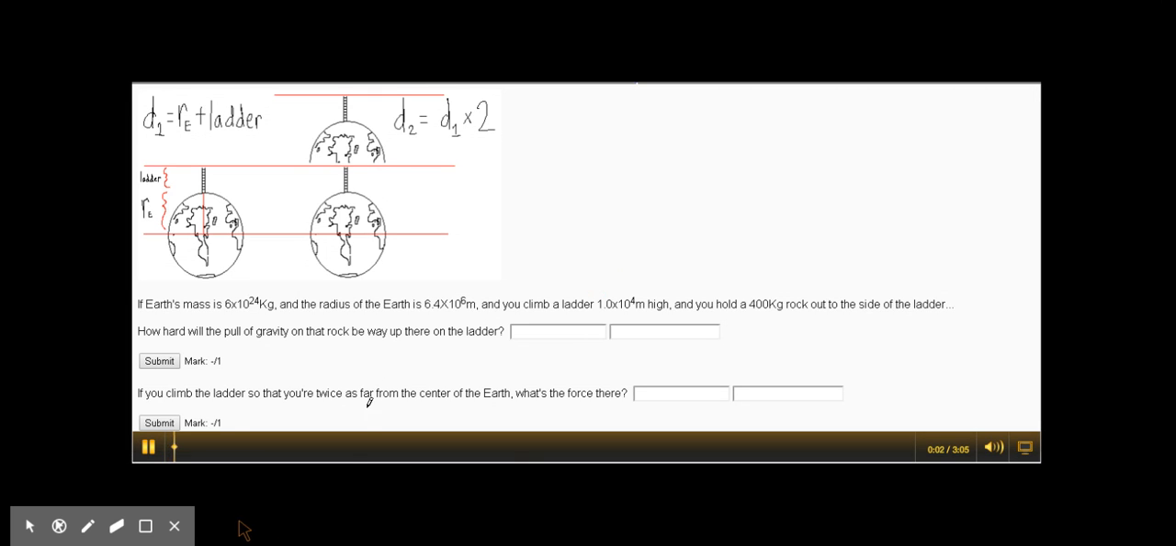So this question is attempting to bring you through the concept of what happens as you get farther away from Earth. When you climb up this ladder, this ladder is about 6 miles high. Obviously, there's no ladders that high, but it's about 6 miles high. So if you're 6 miles high, how much less would the gravity be up there?